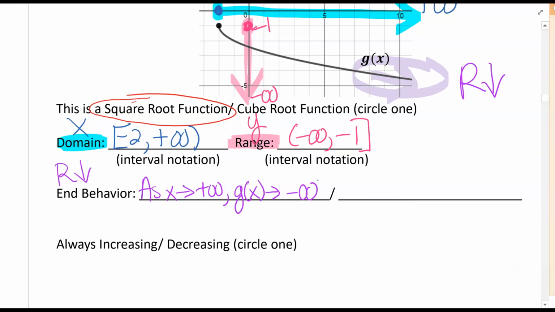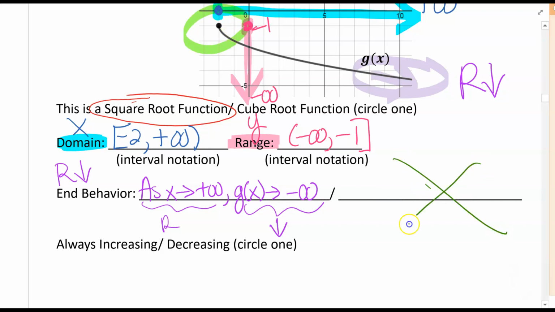Okay, so for your end behavior, the first part, as x approaches, is talking about the left or the right side. And the g of x piece of it tells you if it's up or down. Okay? So that means the right side goes down. And then the other one, again, is an endpoint. So because it's an endpoint, I don't need the other part of the end behavior.